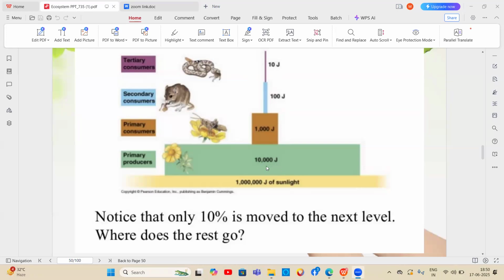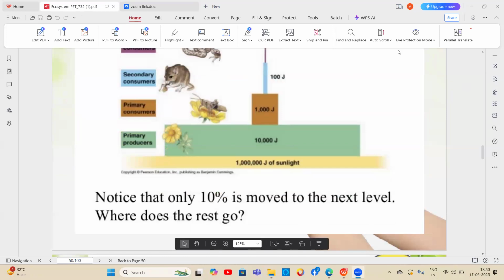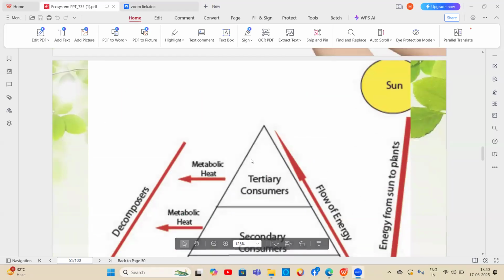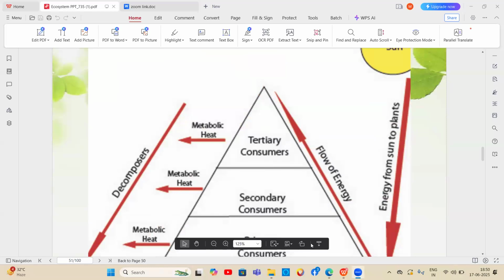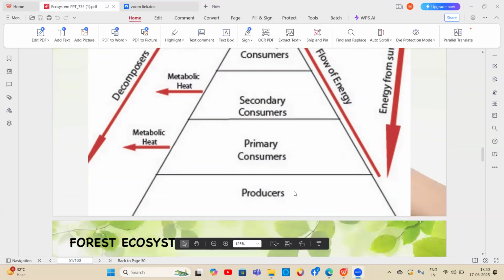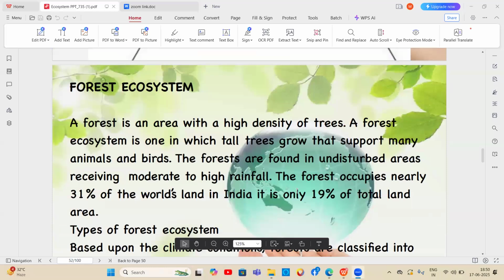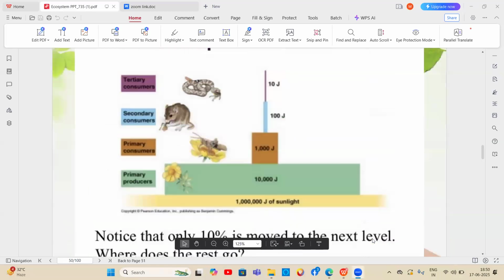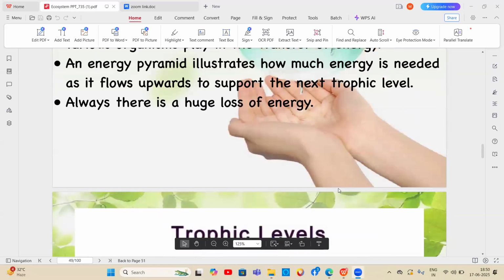So while transferring energy from one trophic level to another, energy is lost in the form of heat. This is called the 10% law. That is, notice that only 10% is moved to the next level. The remaining amount of energy is lost in the form of heat or metabolic activities. So this is about the food chains, food webs, and ecological pyramids.